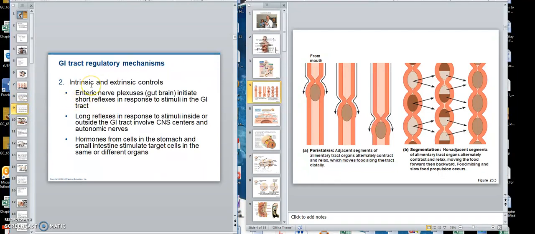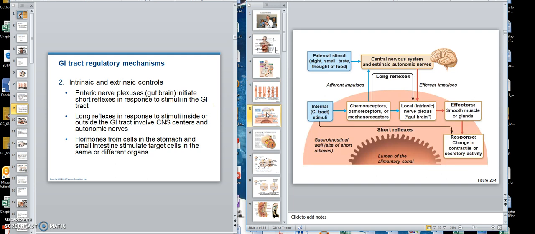Now, we have intrinsic and extrinsic controls. So when we look at that, here again would be these reflexes, just to show you. Some coming from the nervous system, some coming from the endocrine system in some cases. So that's what we said: internal tract, chemoreceptors, effectors. So enteric nerve plexuses, the gut brain. We have a lot of nerves in this intestine.